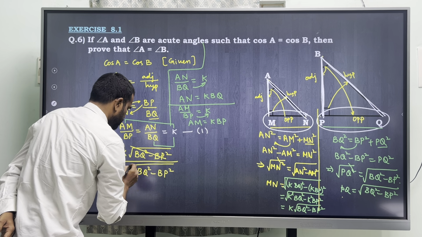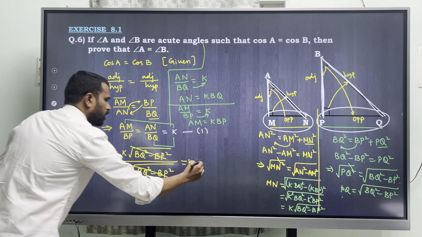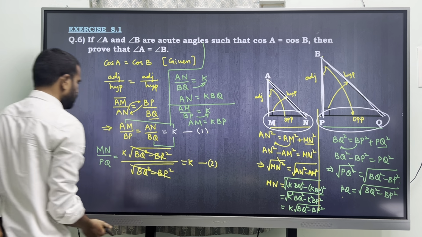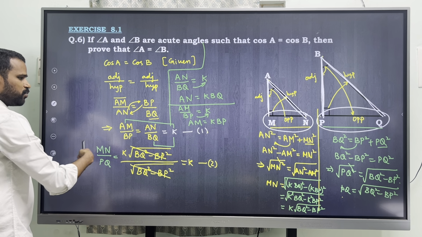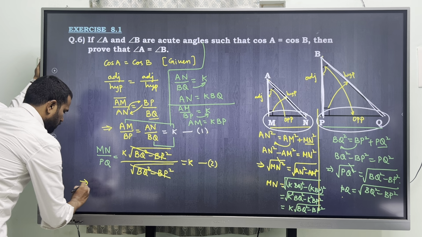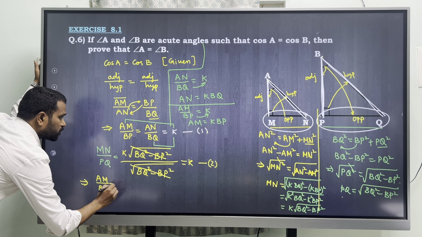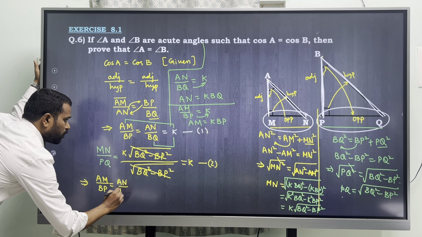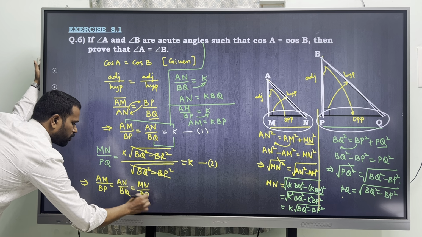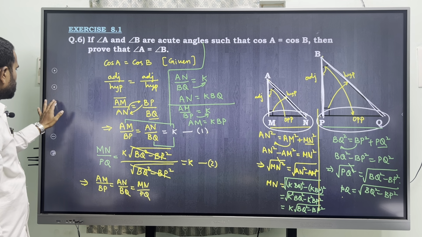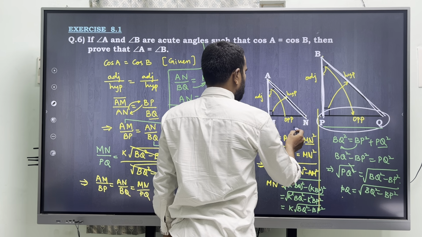So this and this get cancelled. MN by PQ will be K. This becomes K. So from 1 and 2, this RHS is K, this RHS is also K. So LHS should be same. That implies AM by BP is equal to AN by BQ is equal to MN by PQ, which means the corresponding sides are proportional.